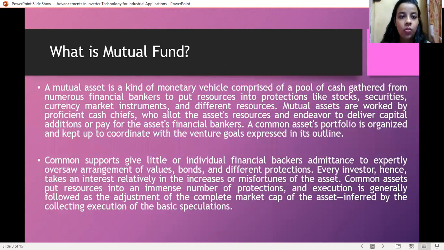So I'll start with what is mutual funds? Many people don't know what a mutual fund is. So I will tell about it and then I'll go to the topic.